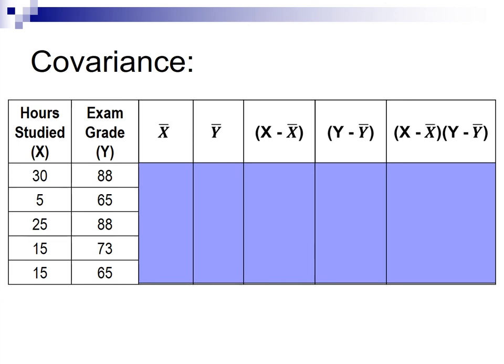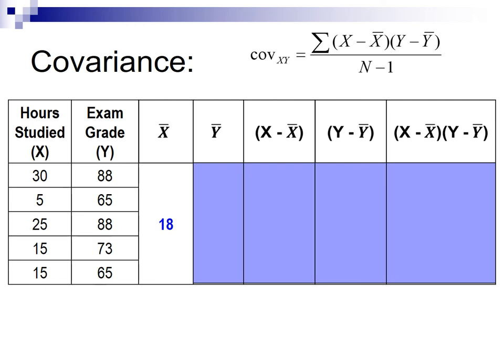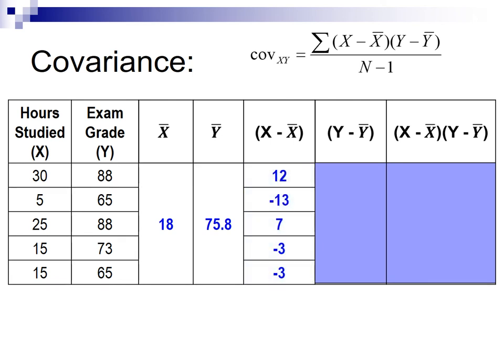Let's see how to compute the covariance between hours studied and exam grade. The first student studied 30 hours and received 88. First, we need to find the mean of x. It is 18. Then we find the mean of y, which is 75.8. Then for each student, we subtract 18 from the individual score. So 30 minus 18 is 12. 5 minus 18 is negative 13. 25 minus 18 is 7. 15 minus 18 is negative 3. And 15 minus 18 is negative 3.